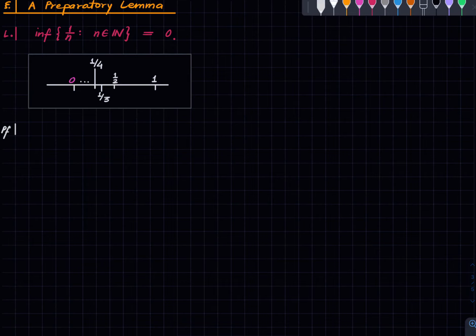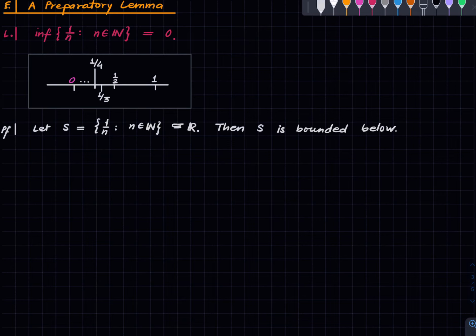So define the set whose infimum we want to show is equal to 0. So this is of course a set of real numbers, and we want to show that its infimum is 0. So as we said, this is bounded below, which means that it has a lower bound. Namely, 0 is a lower bound, or any negative number is a lower bound.